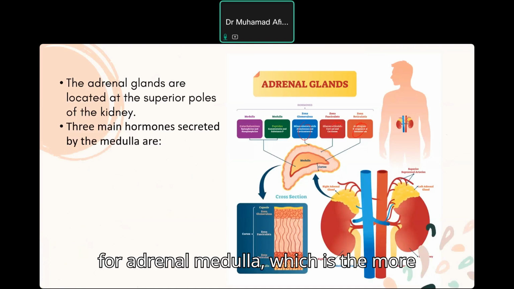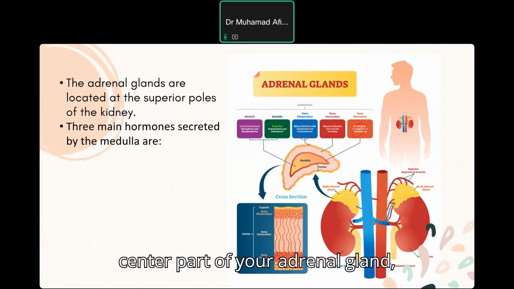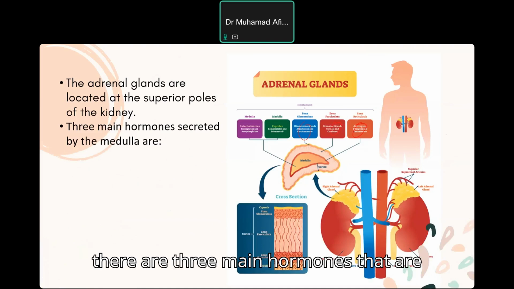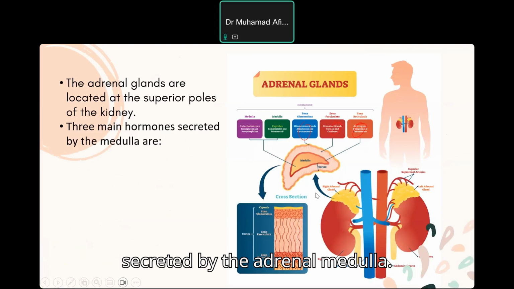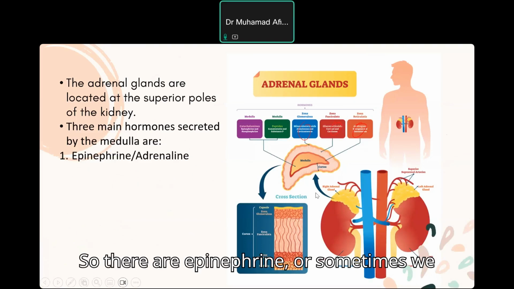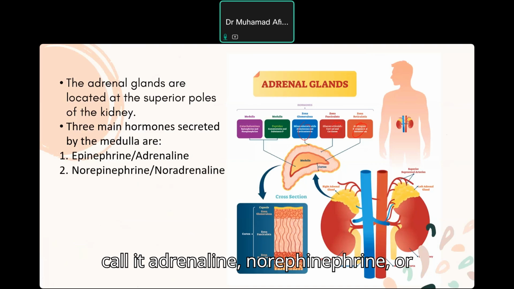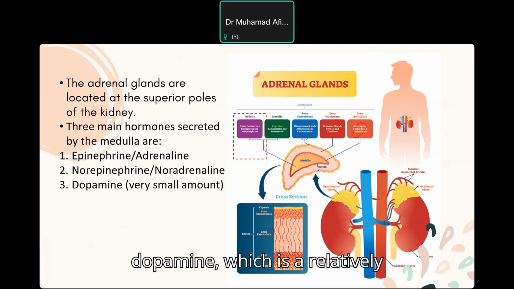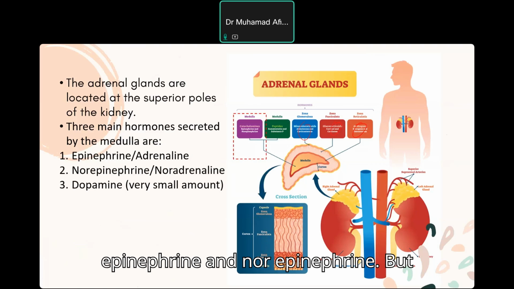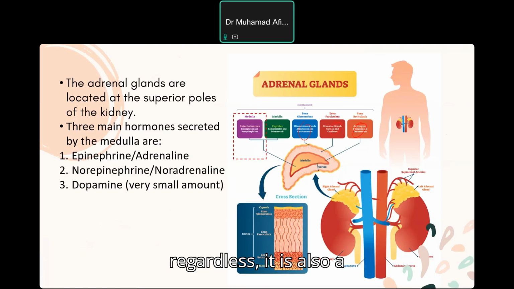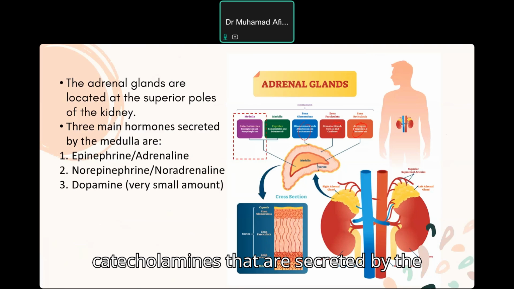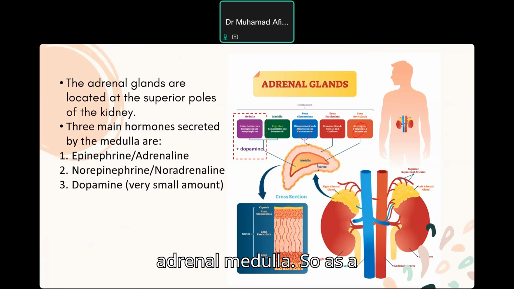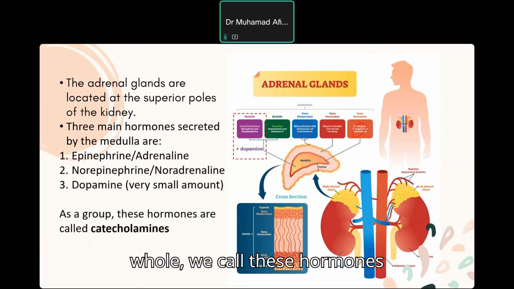For the adrenal medulla, which is the more central part of your adrenal gland, there are three main hormones that are secreted by the adrenal medulla. There are epinephrine, or sometimes we call it adrenaline, norepinephrine, or noradrenaline, and the third one, which is dopamine, in a relatively small amount compared to epinephrine and norepinephrine. Regardless, it is also a catecholamine secreted by the adrenal medulla. As a whole, we call these hormones catecholamines.